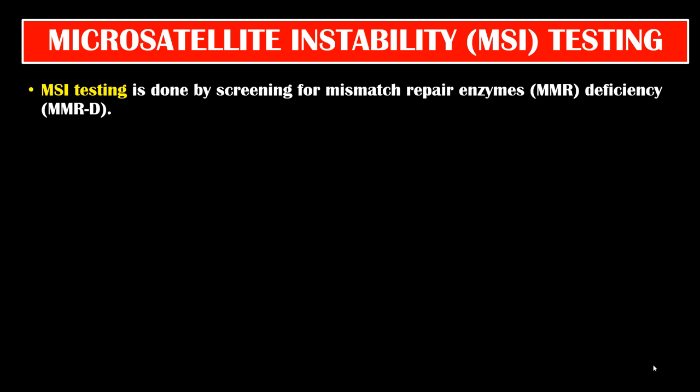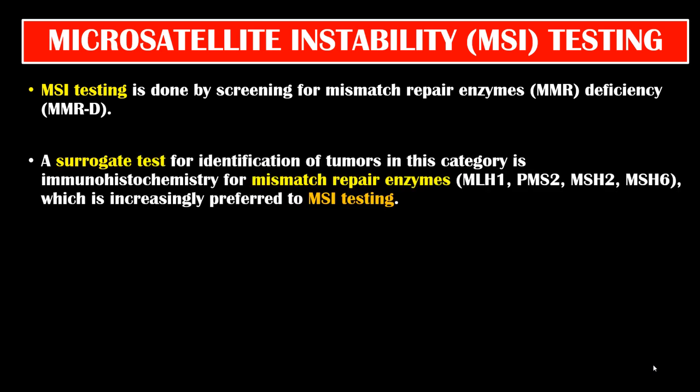Microsatellite instability testing. MSI testing is done by screening for mismatch repair enzymes, MMR deficiency. A surrogate test for identification of tumors in this category is immunohistochemistry for mismatch repair enzymes, including MLH1, PMS2, MSH2, MSH6, which is increasingly preferred to MSI testing.